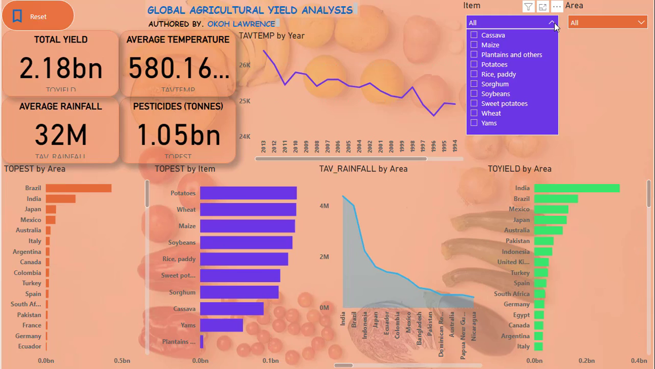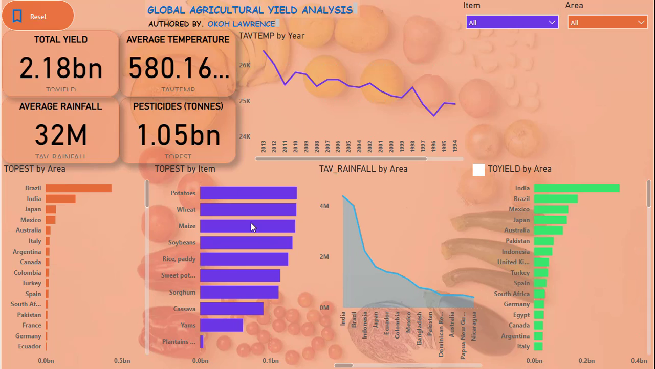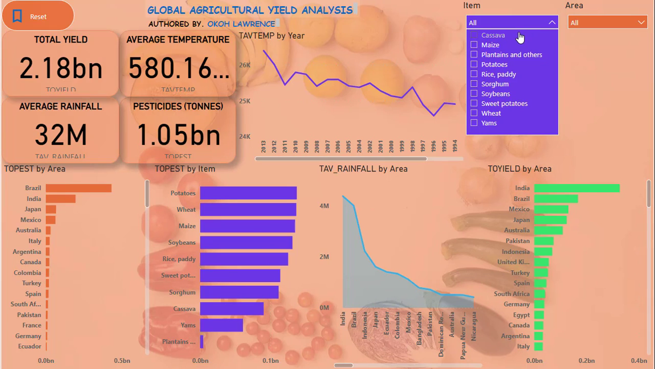Then we see countries who have the highest productivity. Globally in terms of production, we have seen that India contributed highest by 327,420,324 products, followed by Brazil, Mexico, Japan, Australia, Pakistan. So as we navigate through, we see which country produces more in this area.